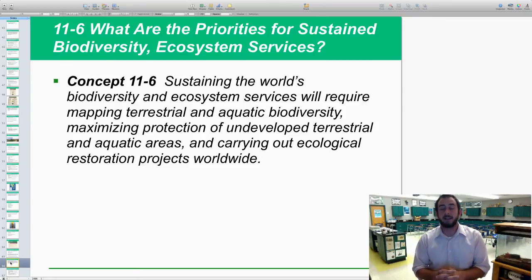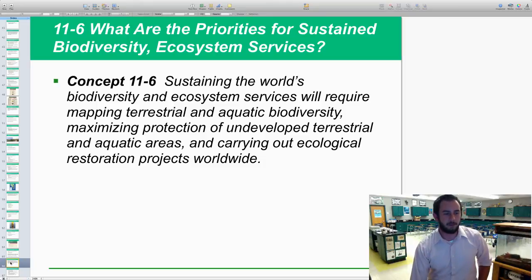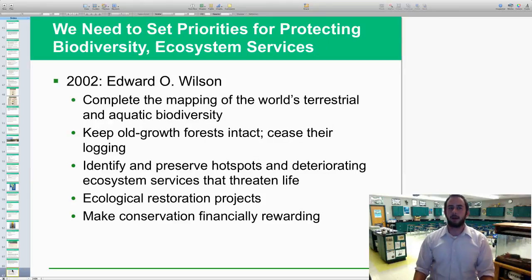All right, let's take a look at our last section today, 11.6. What are our priorities for making sure that biodiversity is sustained and ecological services are maintained within these different aquatic systems? One person, kind of a case study, is Edward O. Wilson, probably one of the most premier people when dealing with biodiversity. In 2002, he came up with a couple of strategies to protect and maintain biodiversity in ecosystems in general. He said that we should completely map the world's terrestrial and aquatic biodiversity. Where are the hot spots? Where are they located around the world?